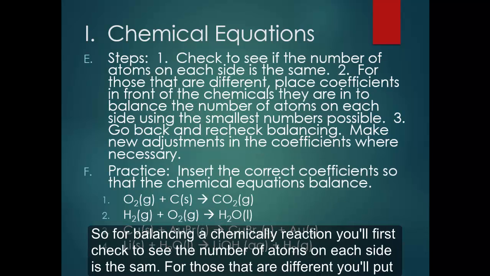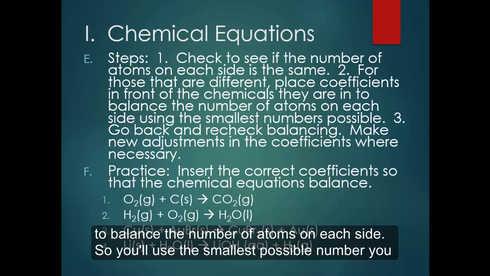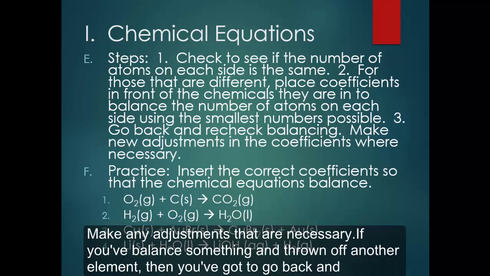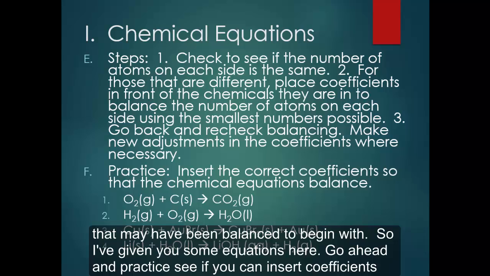So for balancing a chemical equation, you'll first check to see if the number of atoms on each side is the same. For those that are different, you'll put coefficients in front of the chemicals they're in to balance the number of atoms on each side. You'll use the smallest possible number you can use to do that. And then you'll go back and recheck your balancing. Make any adjustments that are necessary. If you've balanced something and thrown off another element, then you've got to go back and rebalance that element that may have been balanced to begin with.